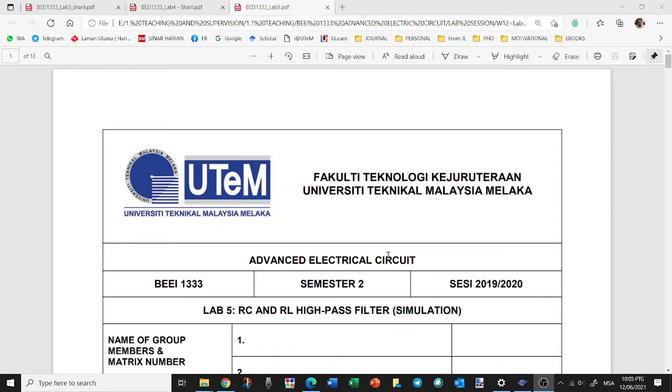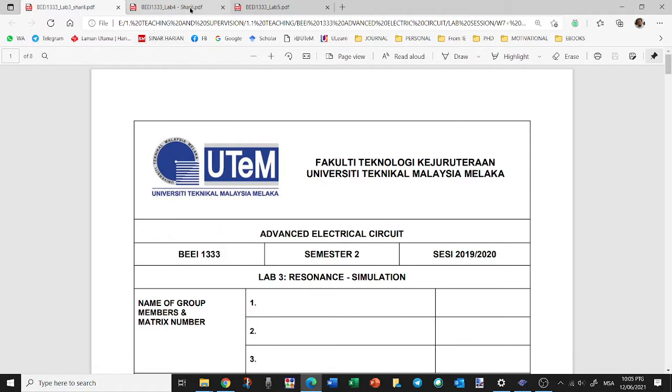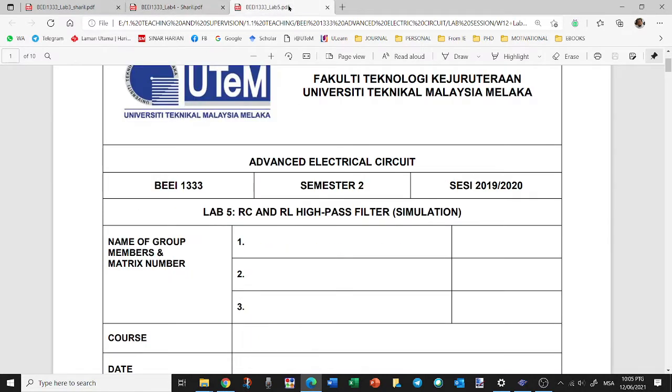So today, hari ini saya akan just buat a very quick brief on the multi-sim punya experiment, particularly lab number 3, number 4 and number 5. Okay, since we are now on PKP, so the rest of the lab kena buat gunakan multi-sim lah.